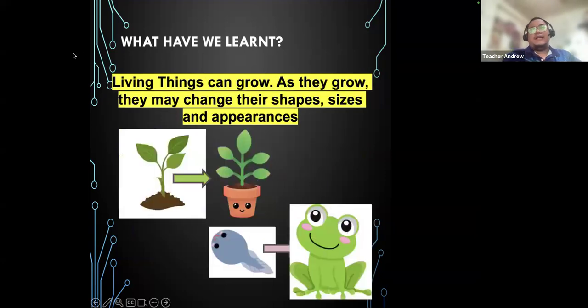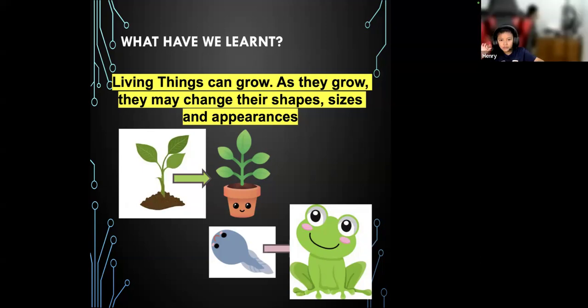We also learned in the past on this topic that all living things can grow. As they grow, they change their shape, size, and appearance. For example, a young baby plant, when it comes out of the soil, has only a few leaves. After some time, it grows up and has many branches and many leaves. This is an example of how plants grow.